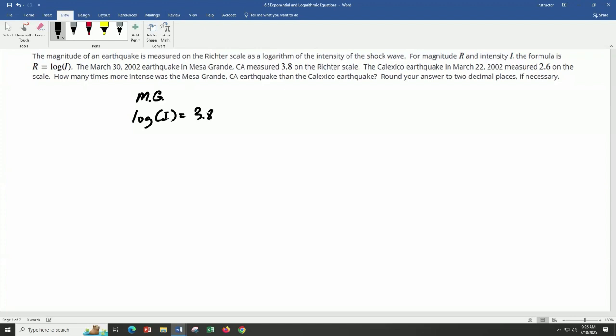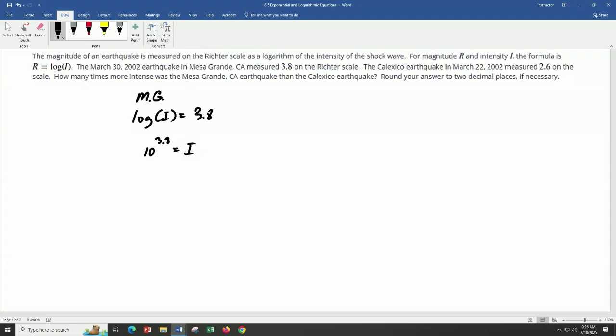What's my base? 10. Exactly. So realize I actually have 10 to the 3.8 is equal to I. Oh, look, I just found my intensity. By rewriting the whole thing, I just found my intensity.